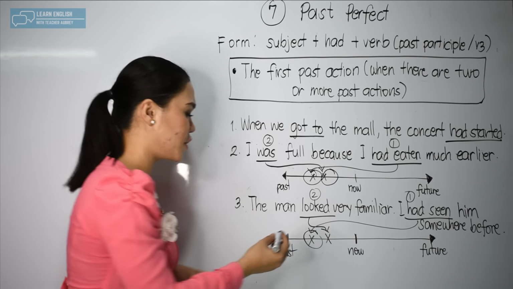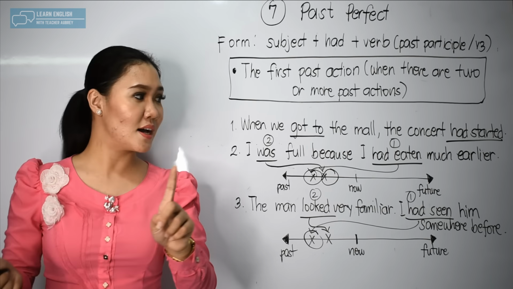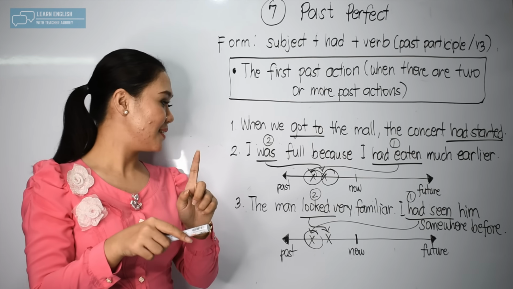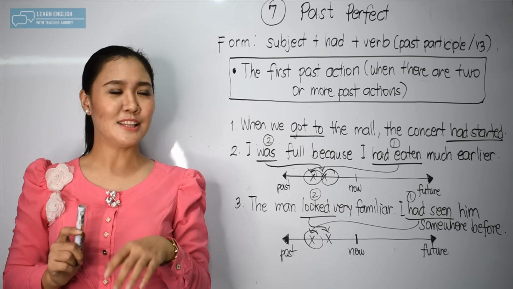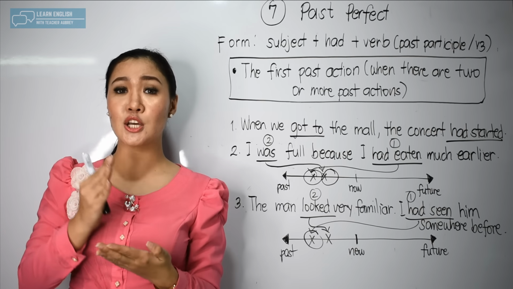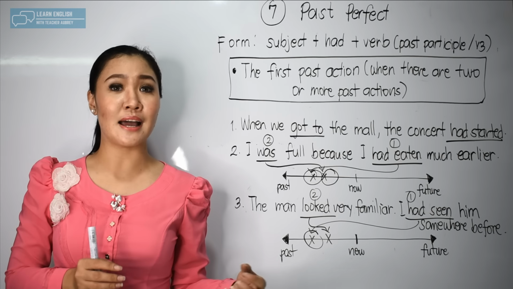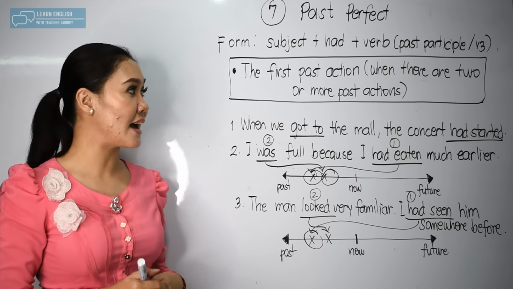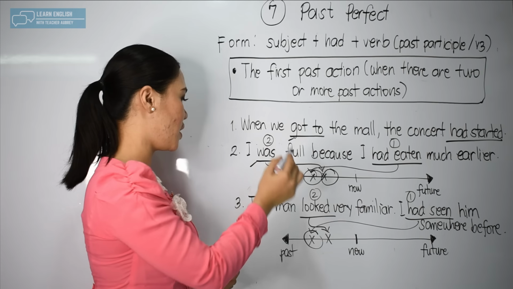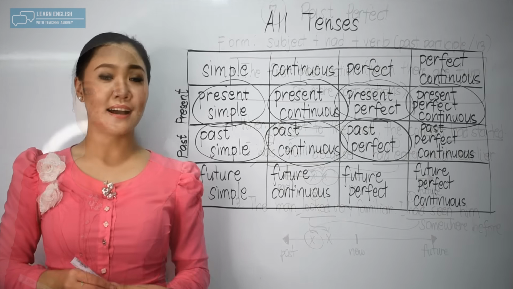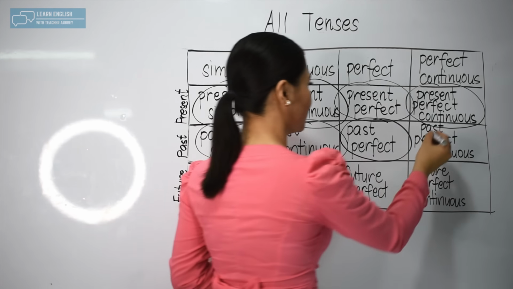I had seen him before. Ibig sabihin, nakita ko na siya sa kung saan man dati. Yun yung unang kilos. Kaya naman ngayon, mukha siyang pamilyar sa akin. Okay? Tandaan nyo, yung unang kilos na natapos sa nakaraan, siya yung ginagamitan ng past perfect. And the other actions na natapos din sa nakaraan, nakasunod ng past perfect, ginagamit na lang ay simple past. Such as this one, and this one. Ang kasunod naman na tatalakayin natin ay past perfect continuous.